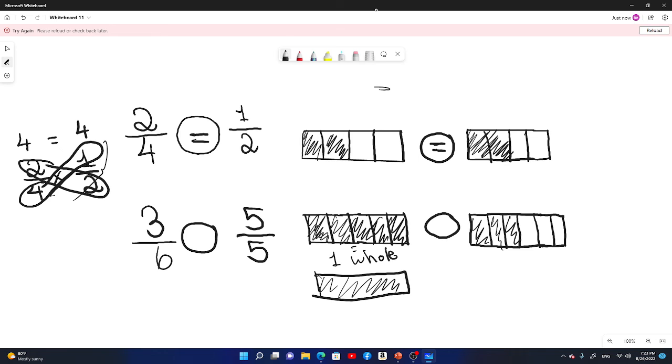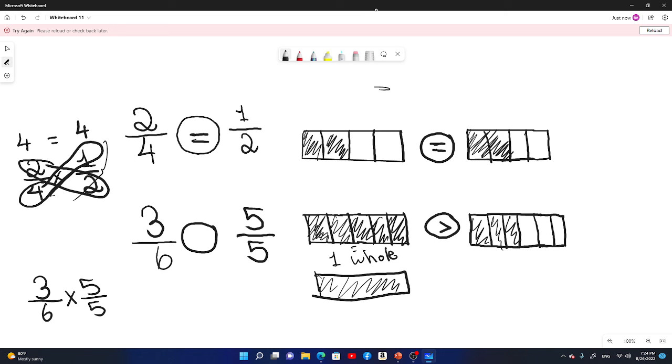So this is definitely larger than this one because we shaded more. So we could say it's this. Well, it's going to be a little different in the numbers because we should have done 6 here, but I just did 5 over here. So now we could cross multiply them. So 3/6 and 5/5, which is also equal to a whole.